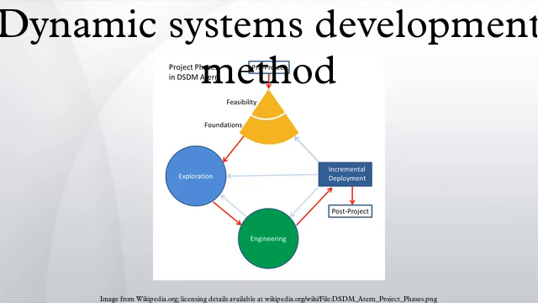Dynamic Systems Development Method is an agile project delivery framework, primarily used as a software development method. First released in 1994, DSDM originally sought to provide some discipline to the rapid application development method. In 2007, DSDM became a generic approach to project management and solution delivery.